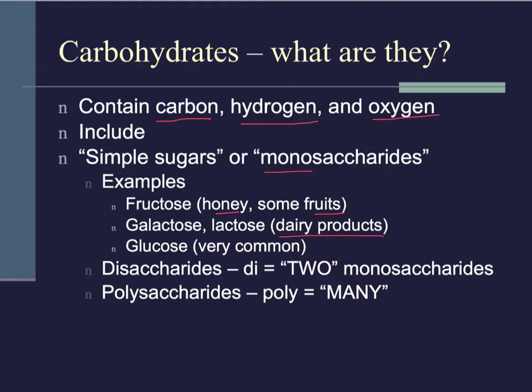Other types of carbohydrates that exist are disaccharides, which contain two monosaccharides, hence the di meaning two, and polysaccharides as well, poly meaning many, so it's made up of many sugars.